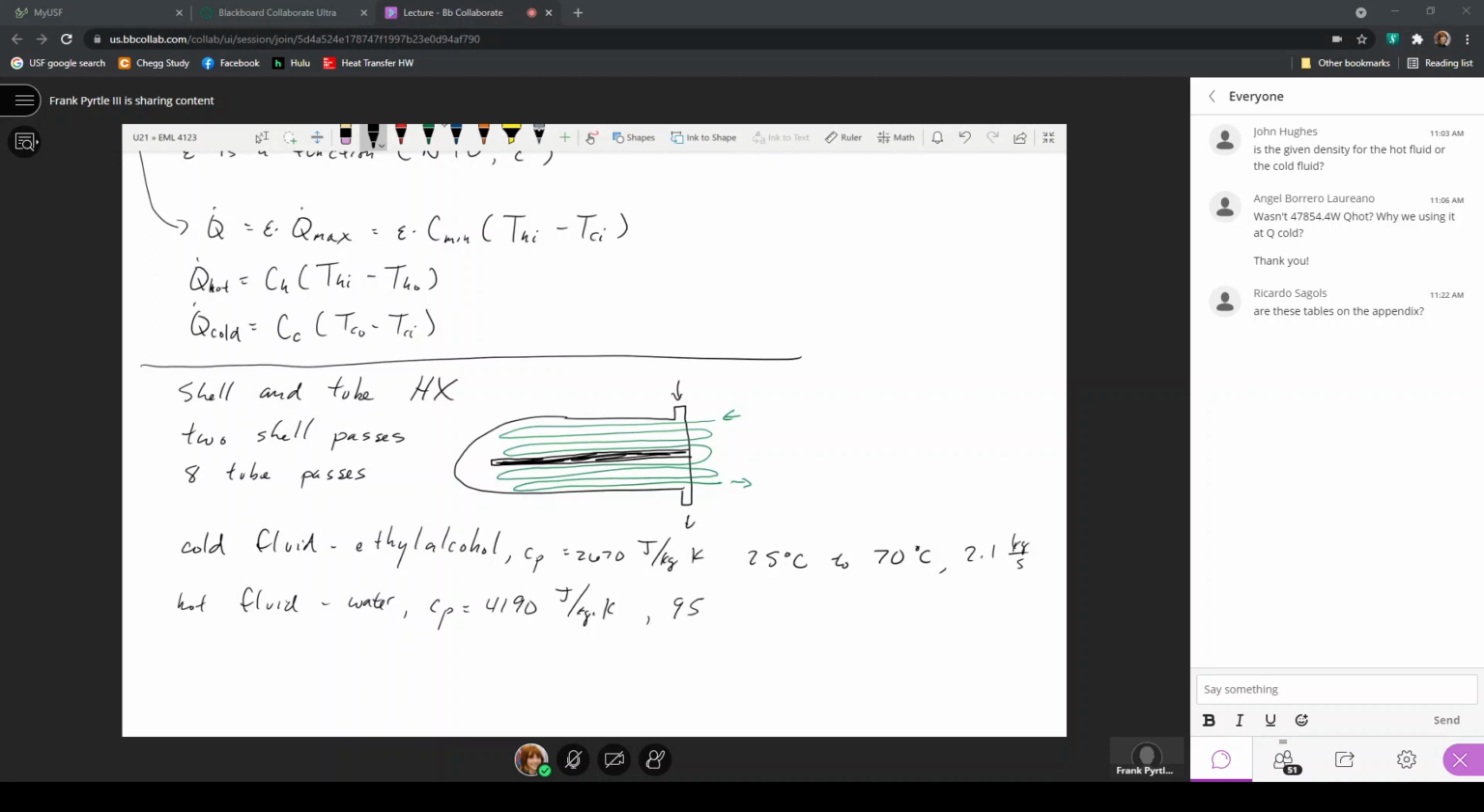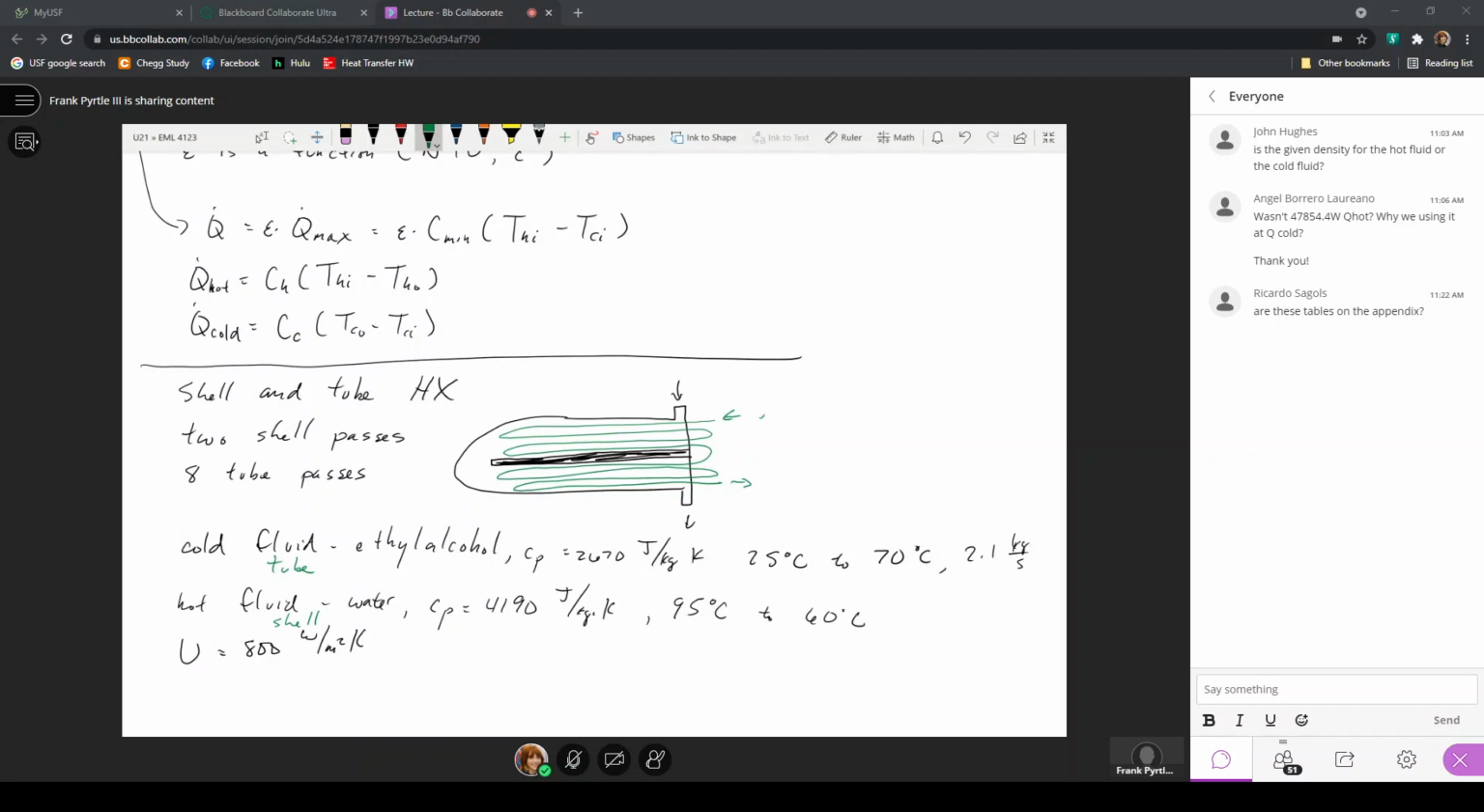Since it's the hot fluid, it'll decrease in temperature from 95 degrees to 60 degrees C. The overall heat transfer coefficient is 800 watts per meter squared Kelvin here. And we'll consider that for this particular case, the cold fluid is the one that's running through the tubes here. So this is the tube. So right, in a different color here, this is the tube fluid, and the water is running through the shell.